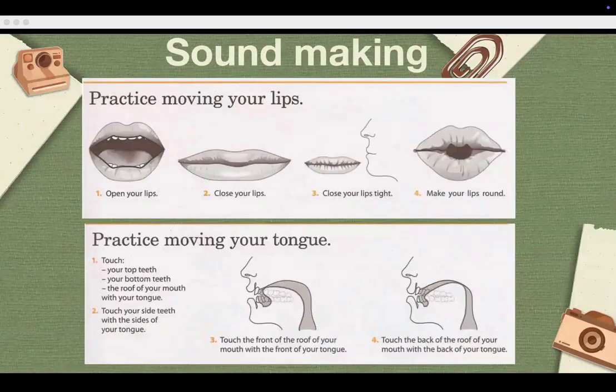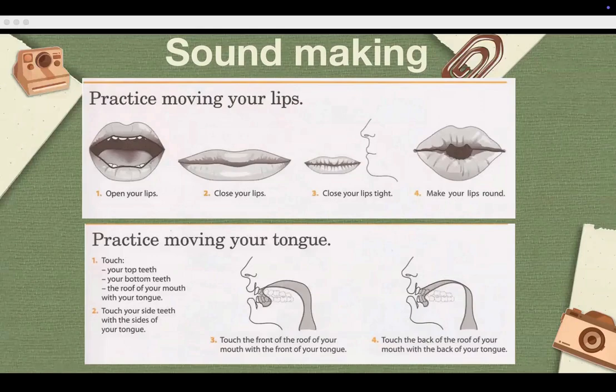Okay, so next one, you need to practice moving your lips. And there are four steps to practice moving your lips. The first one, you open your lips. Number two, you close your lips. Number three, you close your lips tight. And number four, you make your lips round.